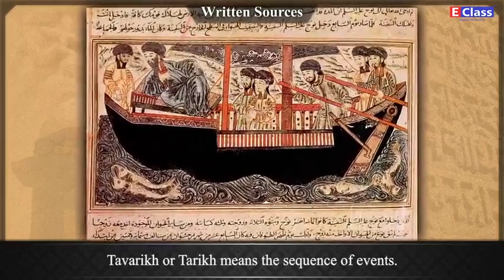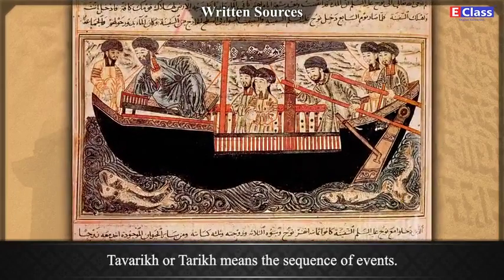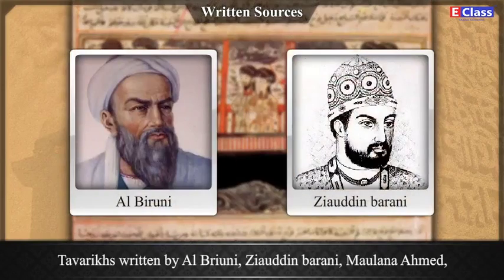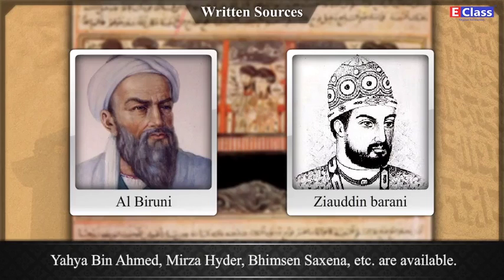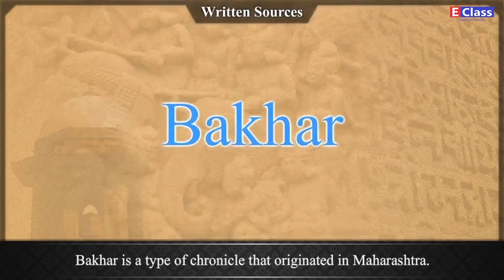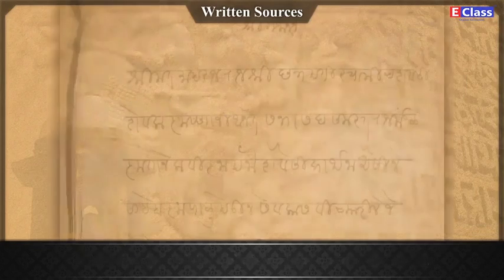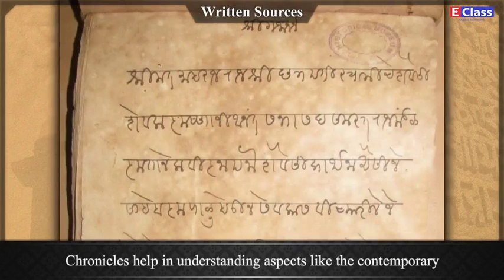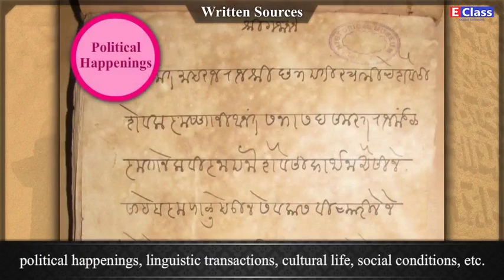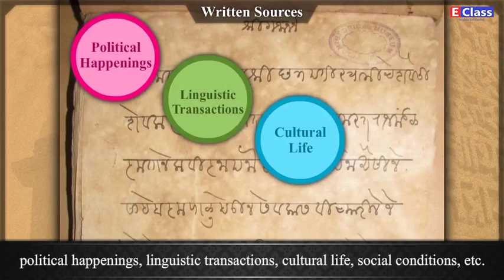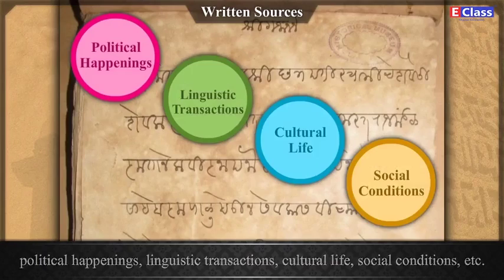Tawarikh means the sequence of events. Tawarikhs written by Al-Biruni, Ziauddin Barani, Maulana Ahmad, Yahya bin Ahmad, Mirza Haidar, Bhimsen Saxena, etc. are available. Bakhar is a type of chronicle that originated in Maharashtra. Chronicles help in understanding aspects like the contemporary political happenings, linguistic transactions, cultural life, social conditions, etc.